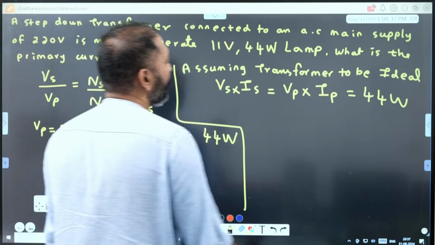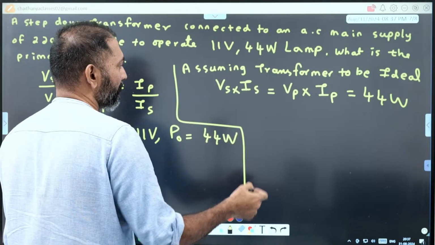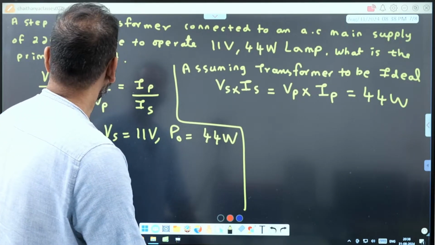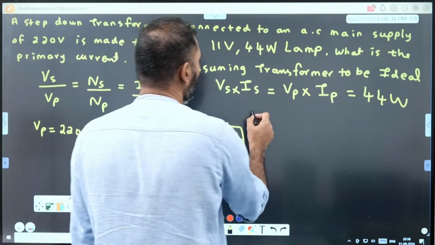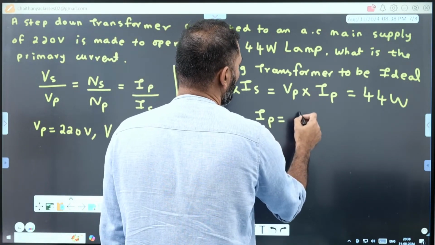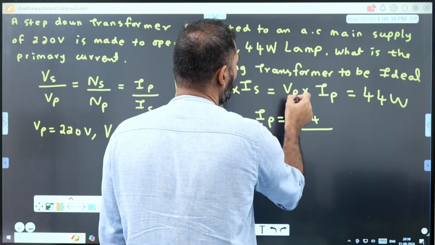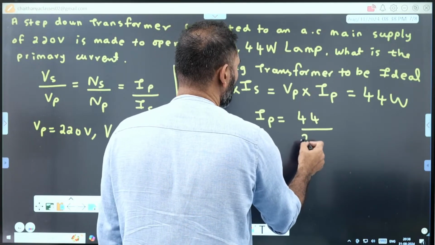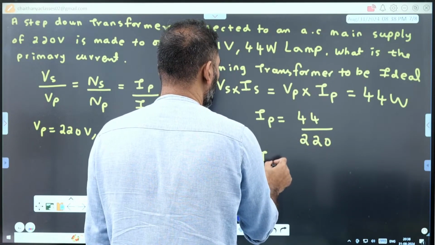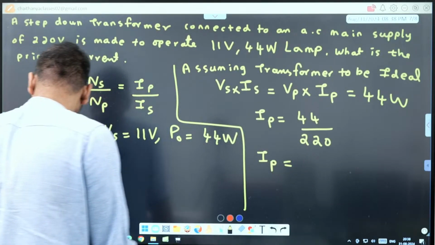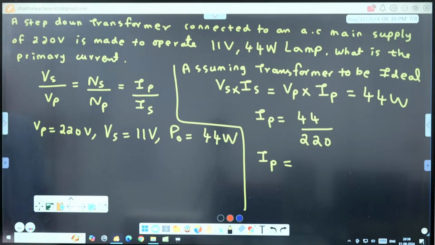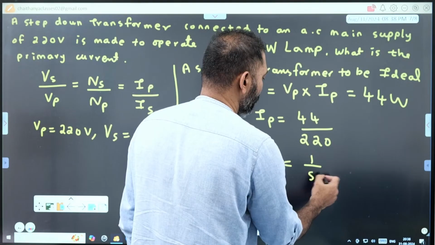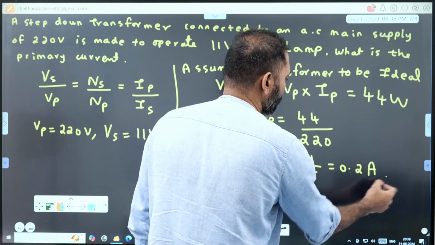Now what we have to find out? Input current, that is primary current. What is the primary voltage? 220. So primary current Ip is 44 divided by primary voltage, which is 220. So the answer is 44 by 220. If you solve that, you will get 1 by 5, which is equal to 0.2 ampere.